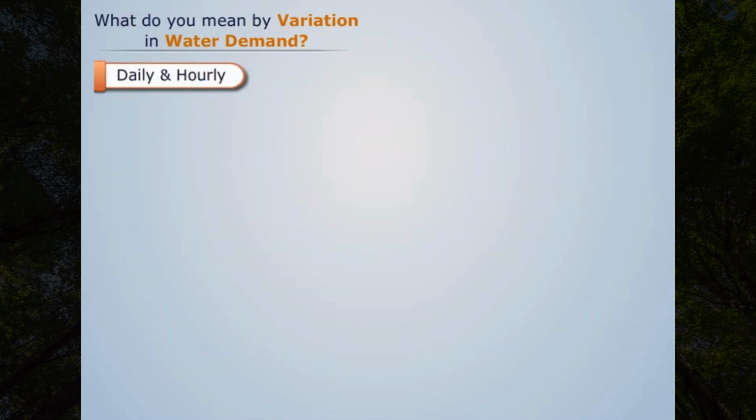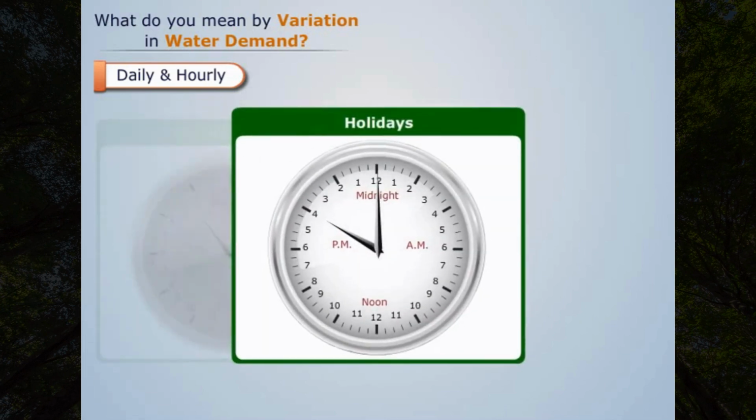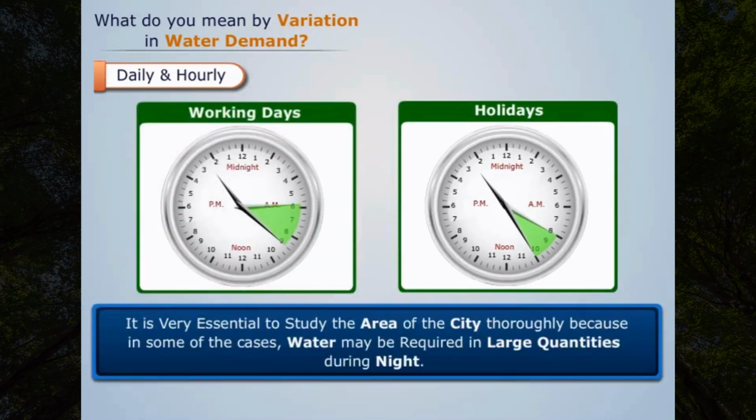The next variation in water demand is due to daily and hourly demand. On the working days, the peak demand may be between 6 a.m. to 9 a.m. But on holidays, it may be between 8 a.m. to 10 a.m. because on these days, people used to sleep more. Before deciding the consumption rate, it is very essential to study the area of the city thoroughly, because in some cases, water may be required in large quantities during night.